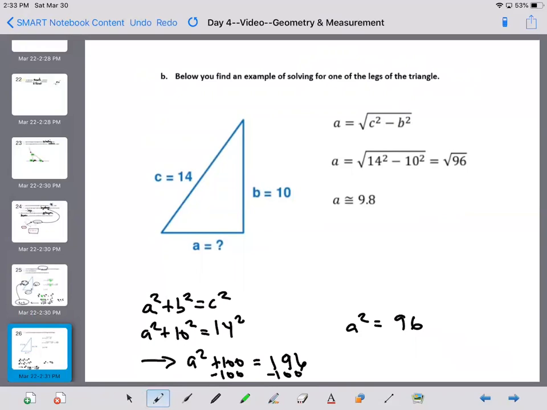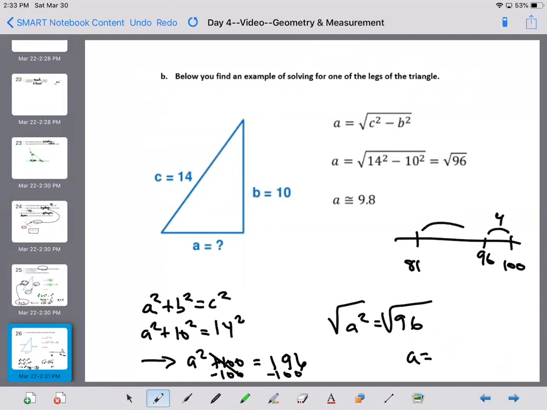When you subtract 100 from both sides, you're going to get a squared equals 196 minus 100, which would be 96. Now I want to take the square root of both sides, and I'm going to find out that 96 is not a perfect square. It is somewhere between 100 and 81, and 96 is just 4 away, but 15 away here. So that's why you're going to see that not quite 10, but really close to it, approximately 9 8/10.